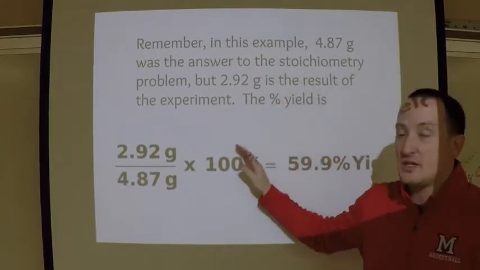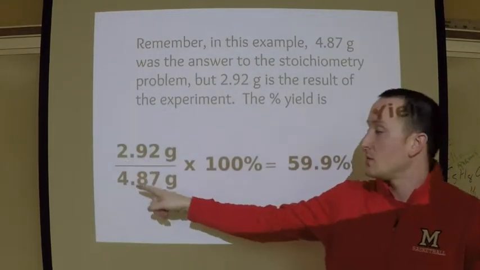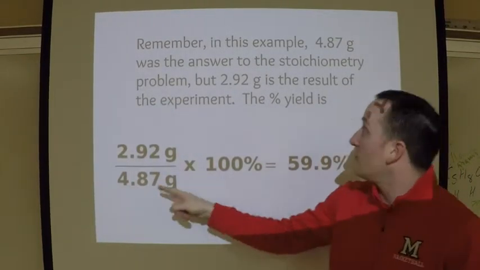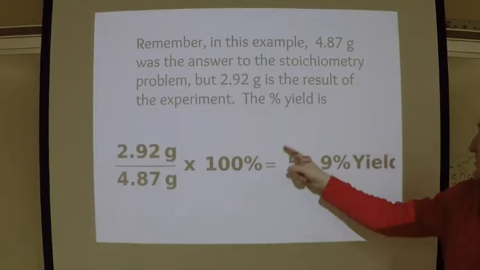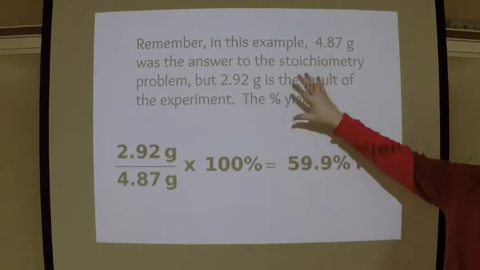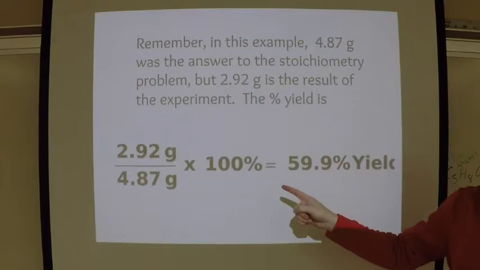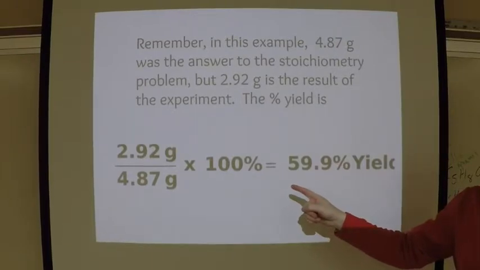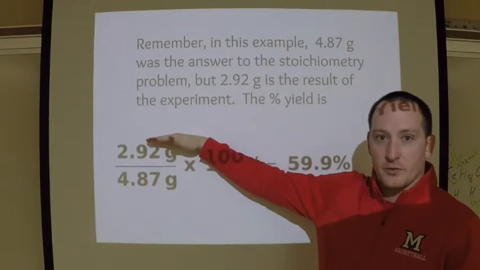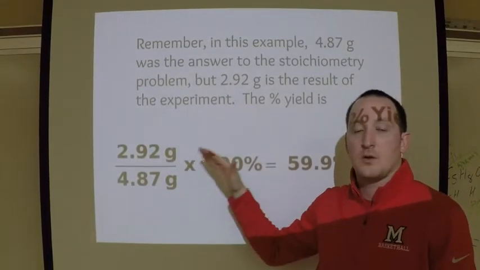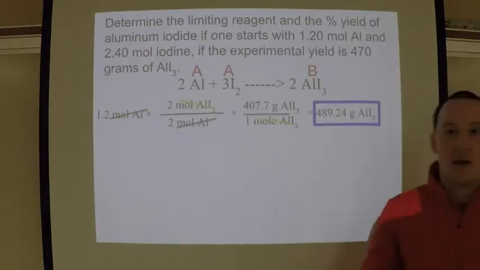So to find my percent yield, I would take my experimental amount, 2.92 grams, divided by my theoretical amount, 4.87 grams, and then multiply by 100, and that's going to give me my percent yield. So in this example, my percent yield would be 59.9%. All right? Because I took my experimental, how much I actually got from doing the reaction, divided by theoretical times 100, that's my percent yield. So now let's cut back to our problem.